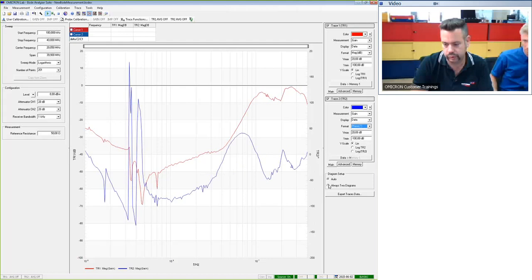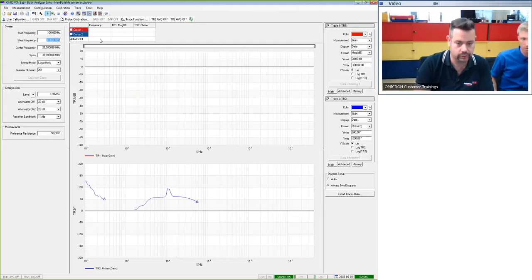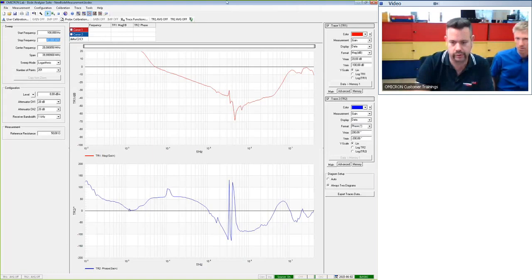So usually I switch to two diagrams, and then we also need to define start and stop frequency. So I can start at 100, I think. Yeah. Start at 100 hertz, and we definitely don't have to go to 40 megahertz, as we can see here. There's possibly a switching frequency somewhere around 300 kilohertz. Yeah, so above 100 kilohertz in any way. So this means that we can measure up to 100 kilohertz.